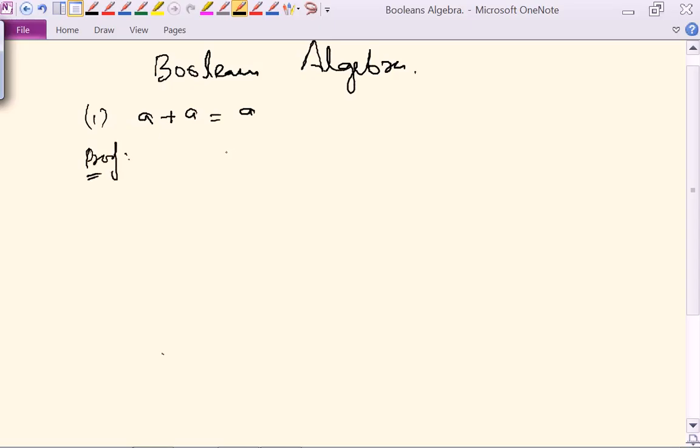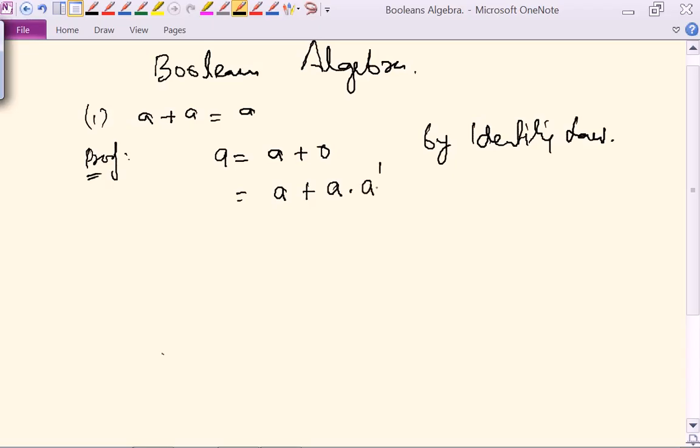to prove this we say a is equal to a or 0, because we know if we do a or 0 it's going to be a. This is what is called the identity law. Now we can also say this is a, and for this 0 we can say a and a complement, because a and a complement will always be equal to 0. So that is using the complement law.